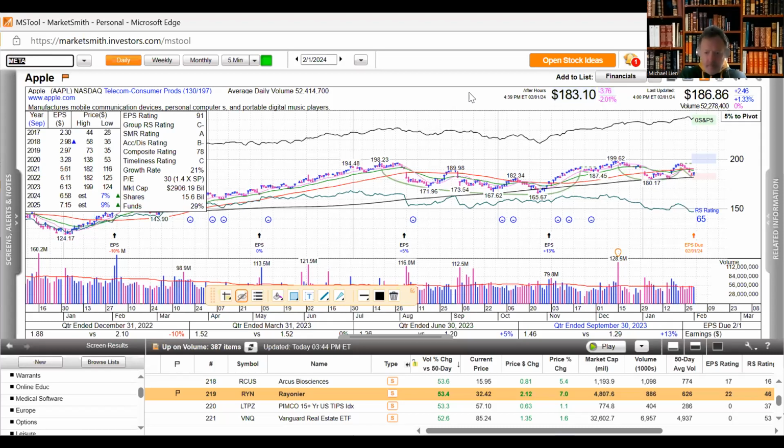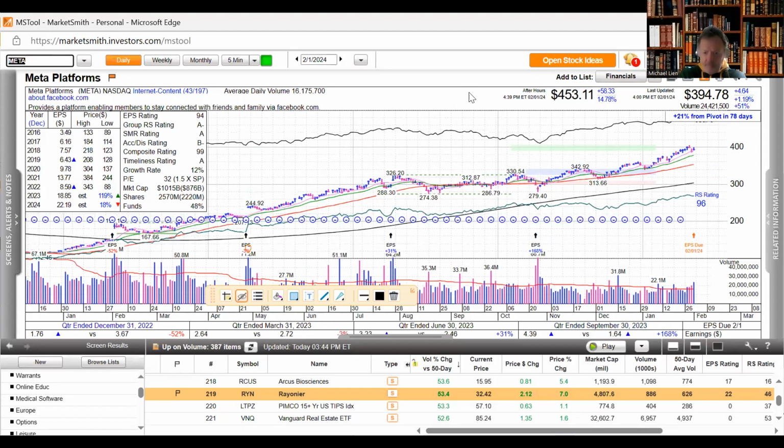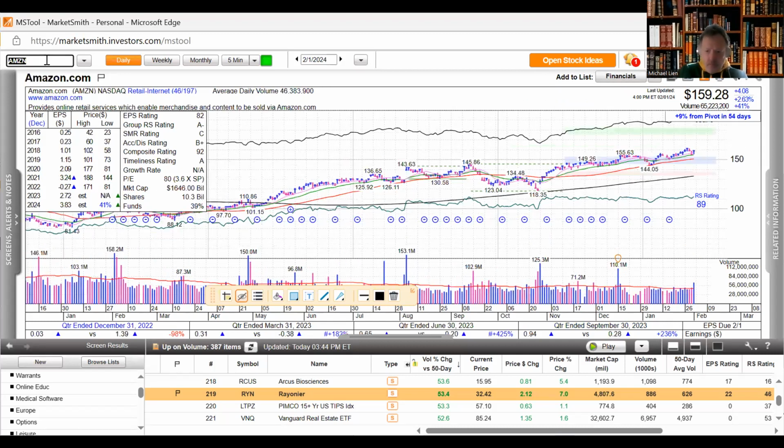And here's Meta. Got popped up to 450. So that's a story there. And Amazon. Popped up to 160 something. So that's the story there.